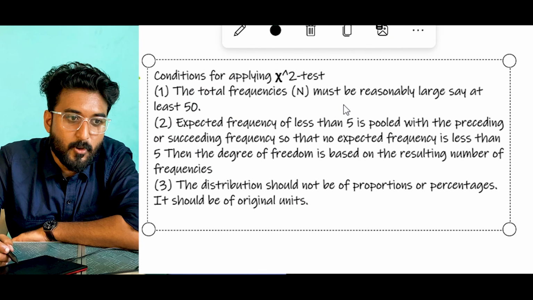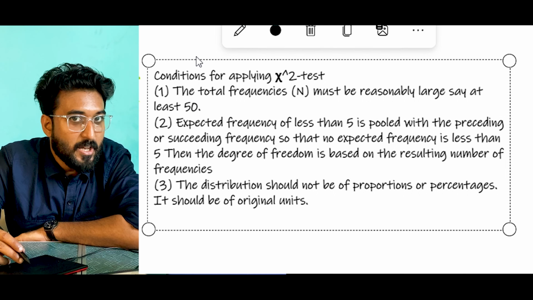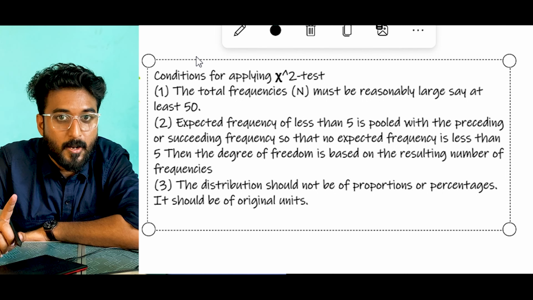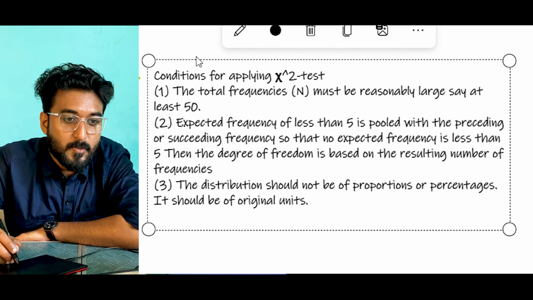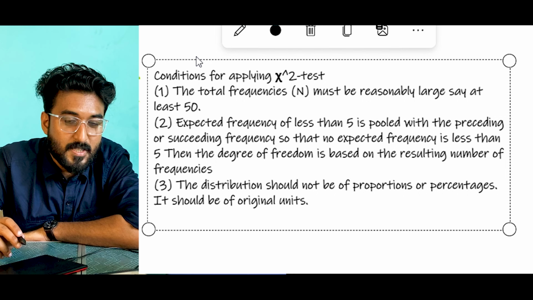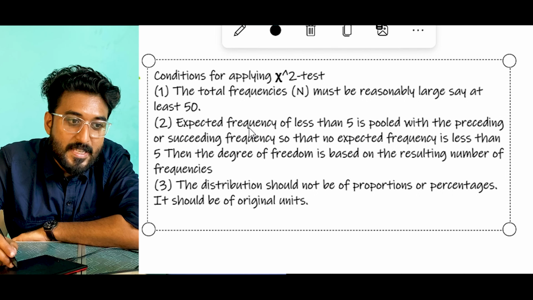Now, what are the conditions for applying chi-square test? This is very important. So first one is the total frequencies. Here in our question, the total frequencies was 200. There are 200 students, so the total frequencies was 200. It must be reasonably large, which means at least 50 is enough. The total frequencies at least 50. Then the second one is expected frequency of less than 5 pooled with the preceding or succeeding frequencies, so that no expected frequency is less than 5.